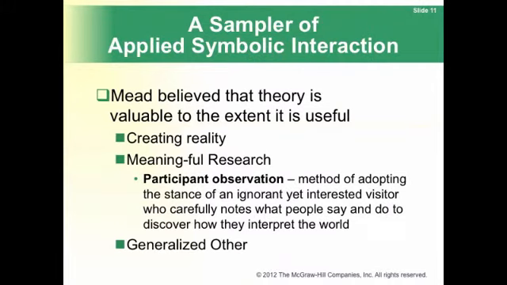So Mead thought that theory was only valuable to the extent that it was useful, right? Which makes a lot of sense. That this theory creates reality. It has, I like this pun, meaningful research. It's both meaningful and full of meaning. And the way that you can research this is through participant observation. So through ethnography, like we were talking about in the first couple of chapters. So adopting the stance of the interested visitor who notes what's going on in the world, right? And that world that you are looking at is the world of the generalized other through the eyes of this community.